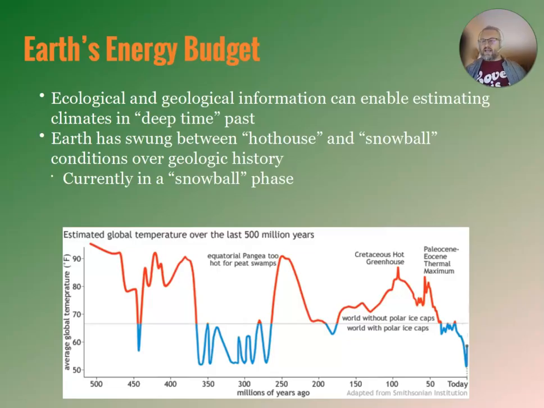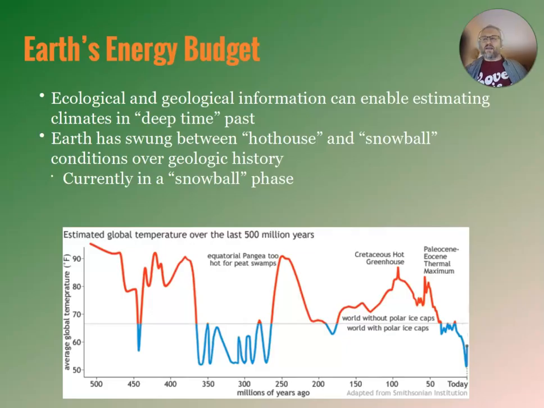So the beginning of that graph is around the time that complex life starts to arise on Earth. And you can see at that point, the Earth was quite warm. The average global temperature was quite hot. Then you see eventually we came to a period where it got much colder in the vicinity of 350 to 300 million years ago. And if you remember from an earlier lesson, that is around the time that a lot of the fossil fuels were forming.